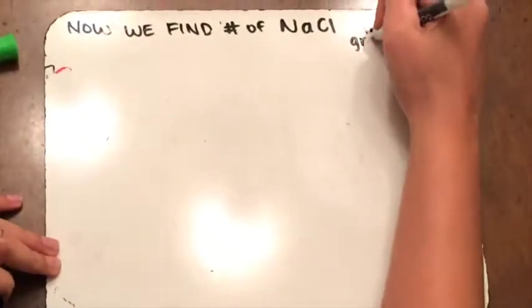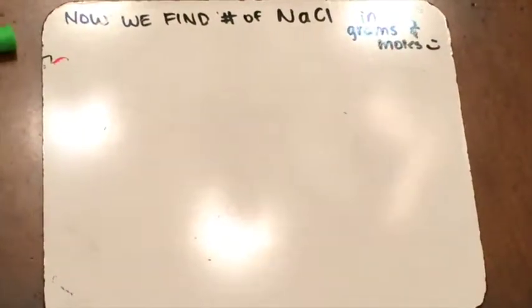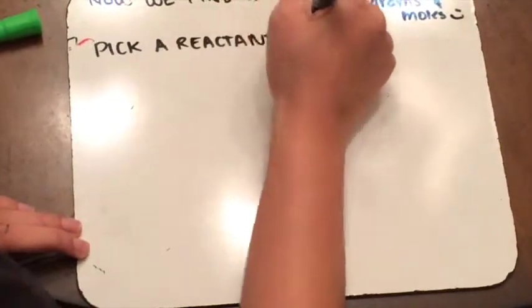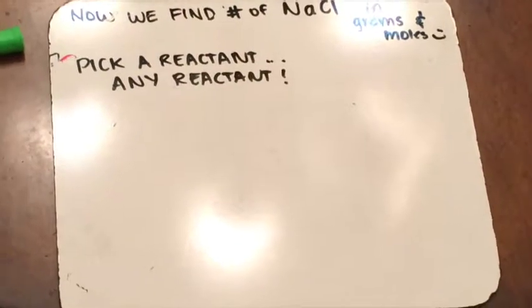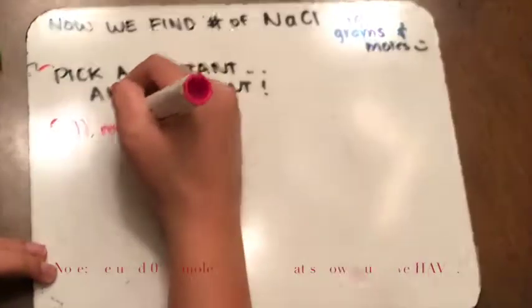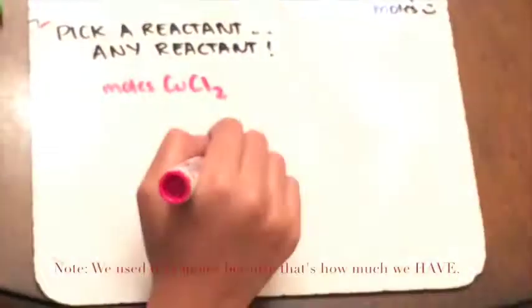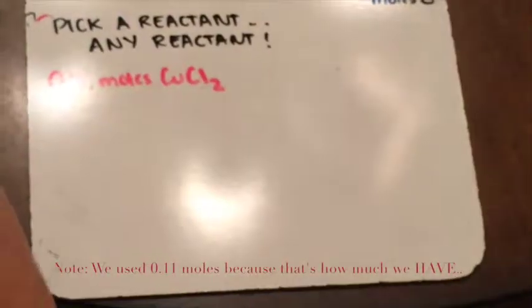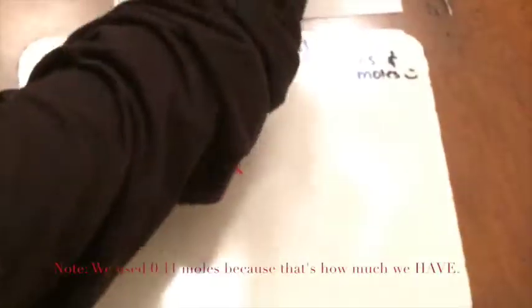So now that we have the limiting reagent and the excess, we still need to find the number of sodium chloride in grams and moles, because it's always good to have both. So pick any reactant. So the two reactants are the copper chloride and the sodium nitrate, CuCl2 and NaNO3. So I just picked the CuCl2, so 0.11 moles of copper chloride. And to find the number of sodium chloride, we're going to use the ratios from the original equation again.